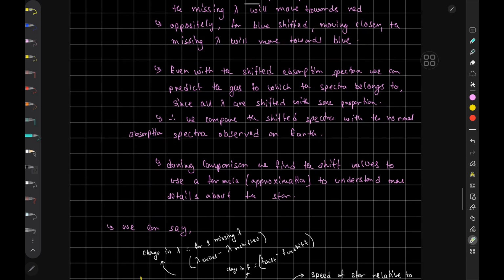Now, what else can we talk about? Well, the shifted wavelengths will all be shifted by the same proportion. So it's uniform across all the missing lines. So it's easy for us to identify what element it is. We compare that design to other spectral line graphs, and we know which element it is.